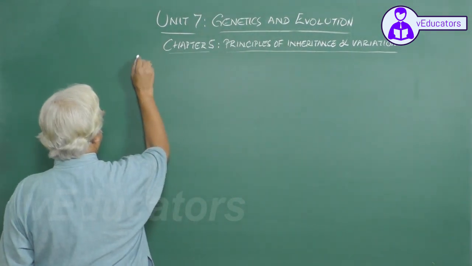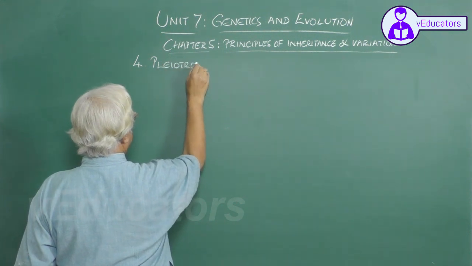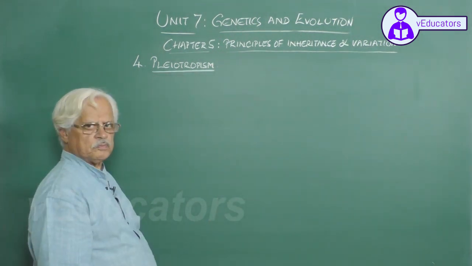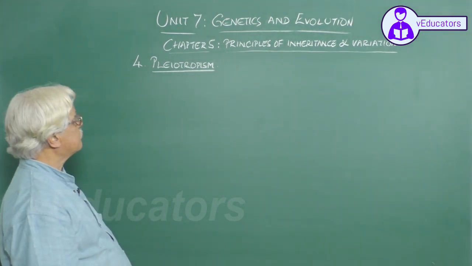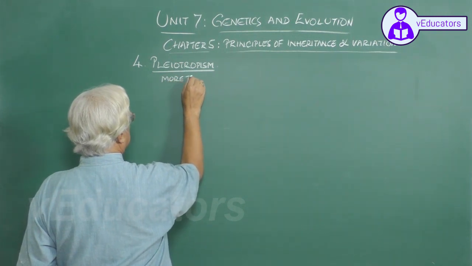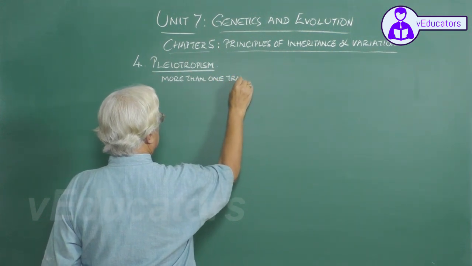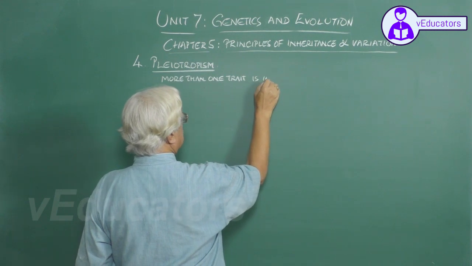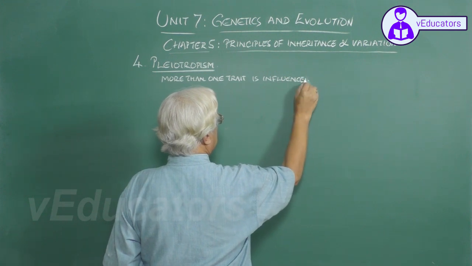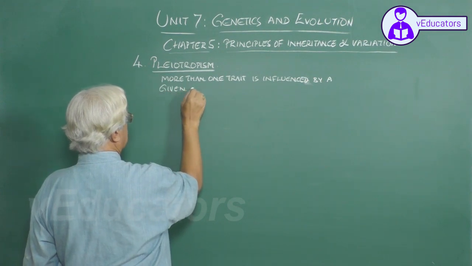Another situation is called pleiotropism. Pleiotropism is a situation where more than one trait is influenced by a given gene.